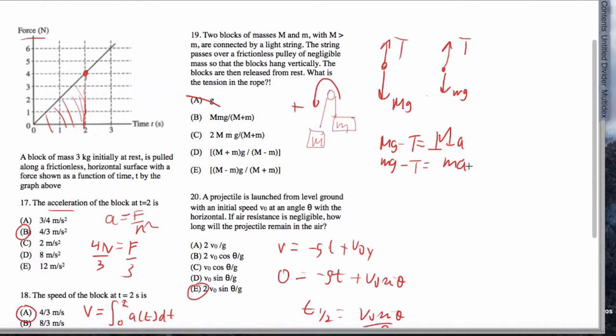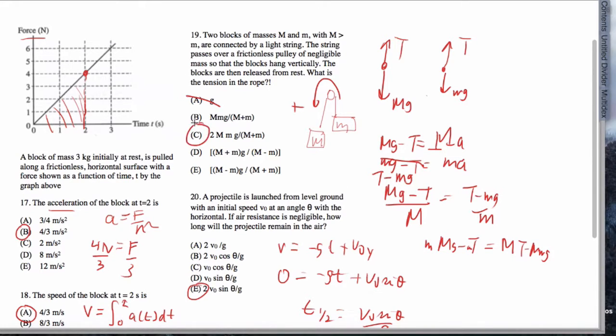Now, what I'm going to do is divide the top equation by big M, the bottom equation by little m, and set them equal. So I'll get Mg minus T over big M equals, and actually I have this backwards. This is okay, but the other equation should be T minus little mg. So I'm going to end up getting T minus little mg over little m. And then what I'm eventually going to do is multiply both sides by little m and big M. And when I actually solve, I'm going to end up getting choice C as my answer.